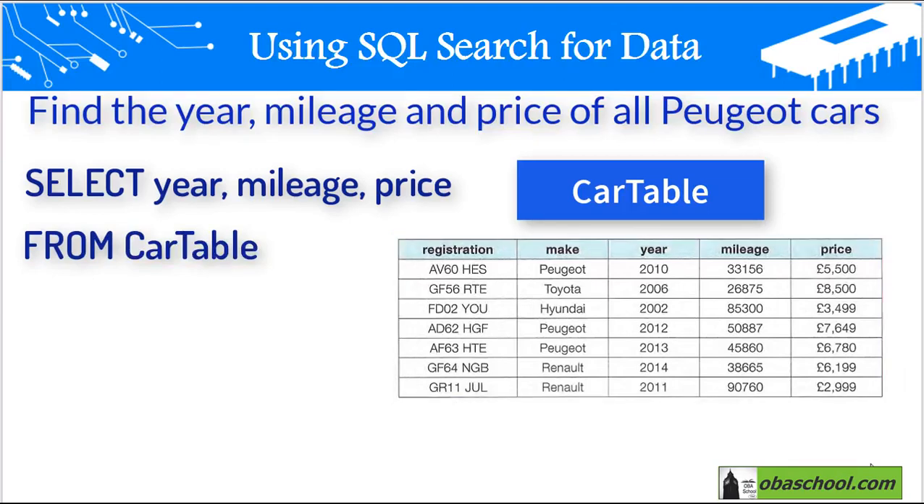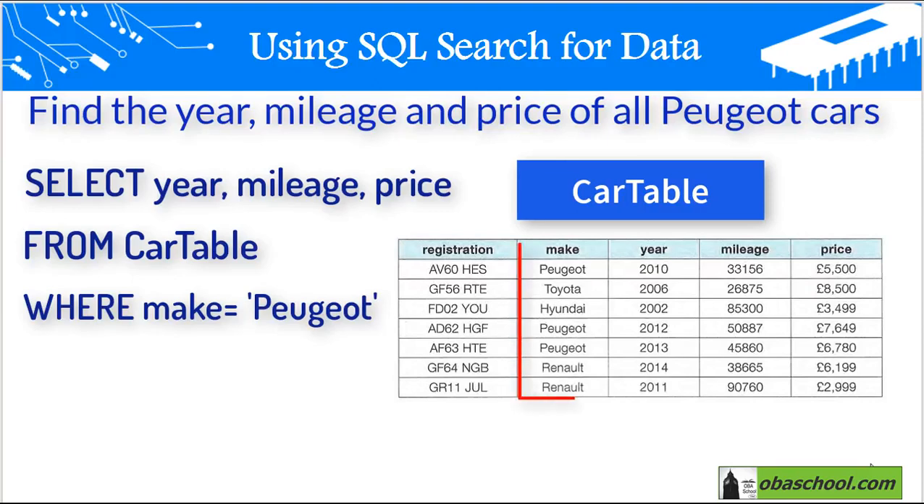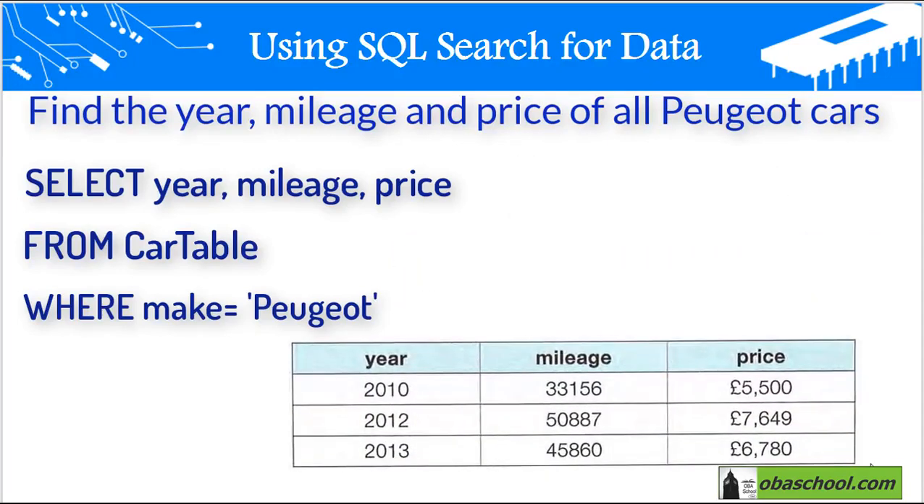And then we use the WHERE condition since they said we must select only the Peugeot cars. So this is a condition. In WHERE we put the variable which is make, which contains all the types of cars, and we put a condition in it to select make only the Peugeot. When we run this SQL statement, this will produce the following result.